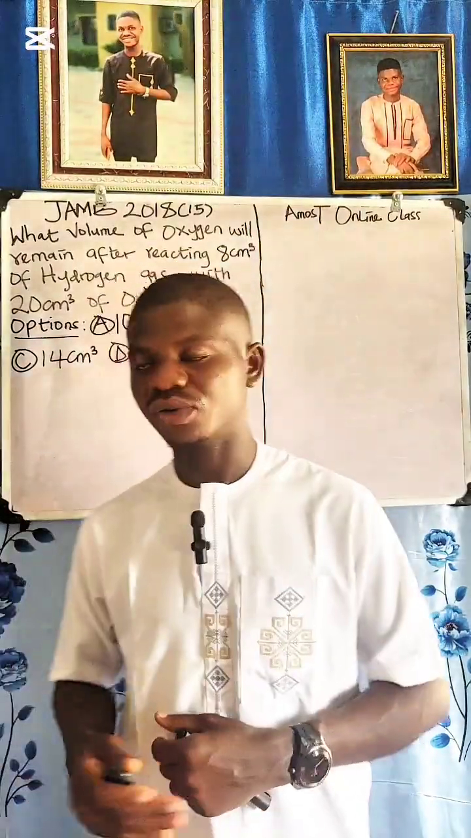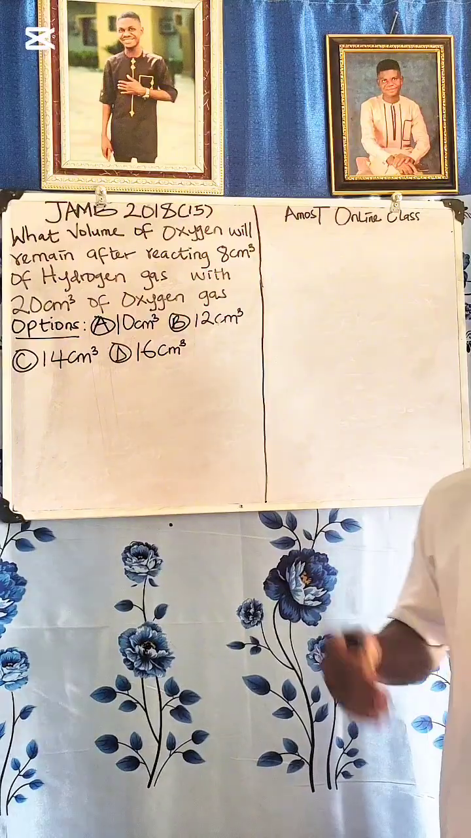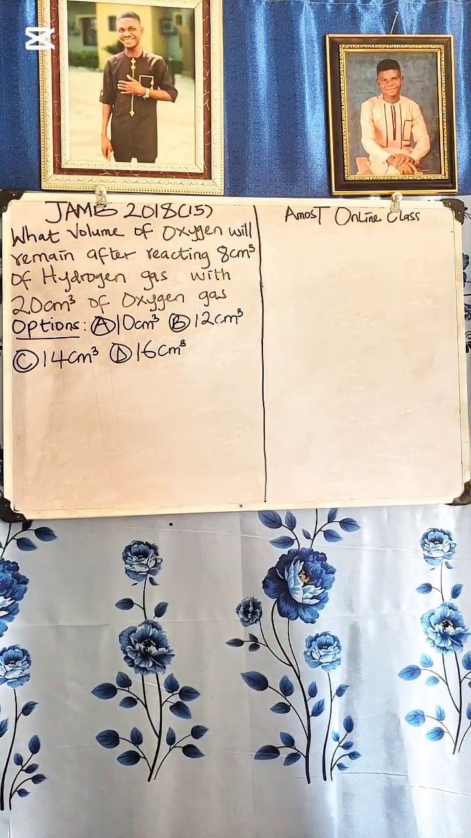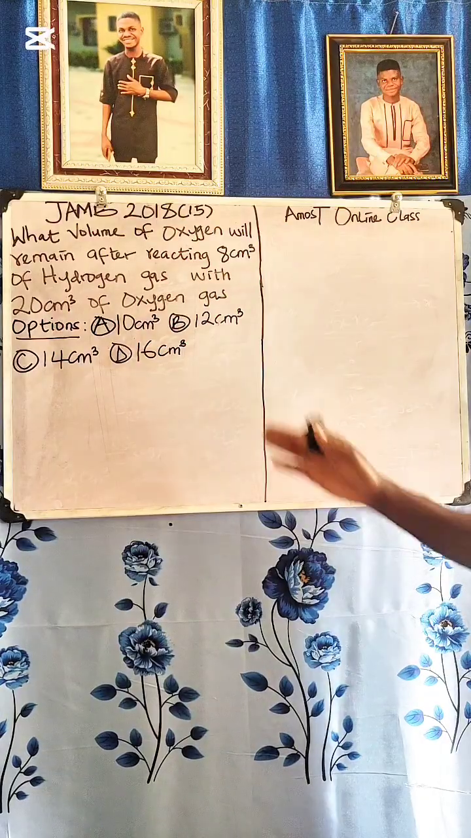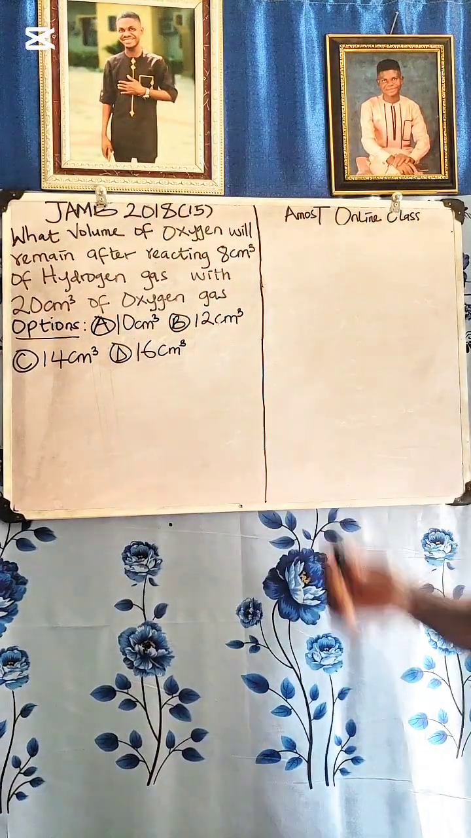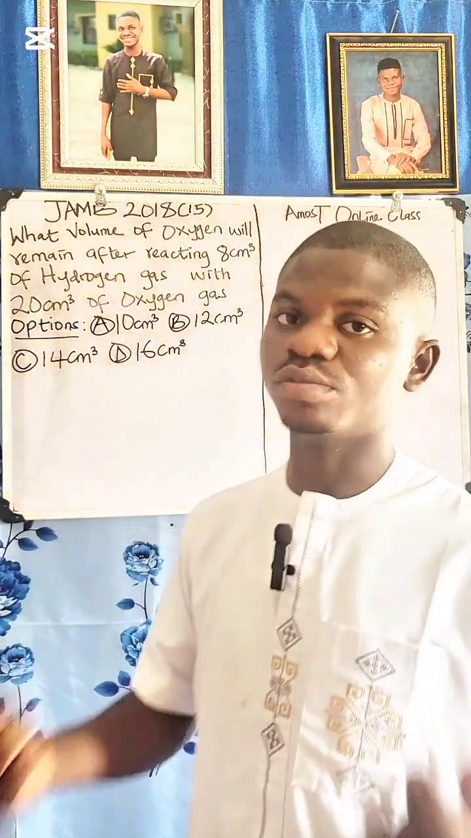Today we are solving a past question from JAMB 2019, question 15. The question says, what volume of oxygen will remain after reacting 8 cubic cm of hydrogen gas with 20 cubic cm of oxygen gas? The possible options are: A, 10 cubic cm, B, 12 cubic cm, C, 14 cubic cm, and D, 16 cubic cm.